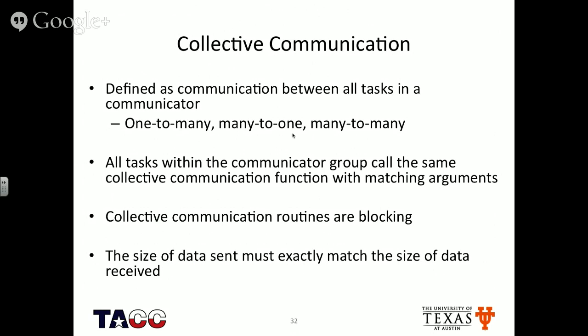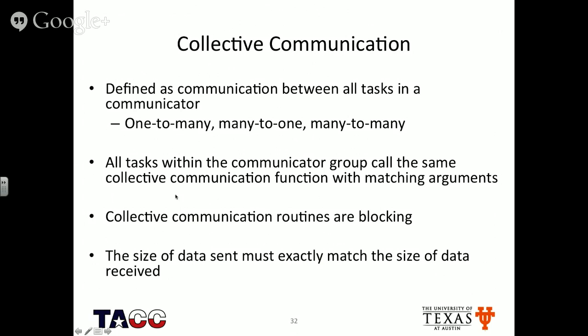And these are blocking calls. So every task that is part of the communicator has to hit this call before it can continue. So there are no non-blocking collective communications, well, until now. In the latest version of MPI, MPI 3, they have introduced non-blocking collectives. But I haven't used them. I doubt they're in anybody's code yet. I'm not sure they're well supported. So we're just going to talk about the blocking ones.